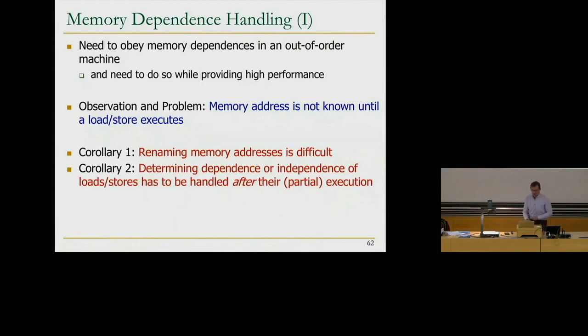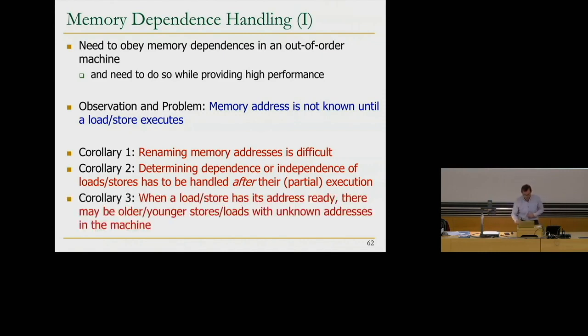Okay. So essentially, determining the second corollary, what I showed you is that determining the dependence or independence of loads and stores has to be handled after their partial execution. I say partial execution because a load kind of has two steps: it generates its address, and then it loads the value in that address to a register. But address generation is just partial execution of the load. The next step is going to the memory and getting that location. But if you don't know if a store is writing to that address, then maybe you should wait.